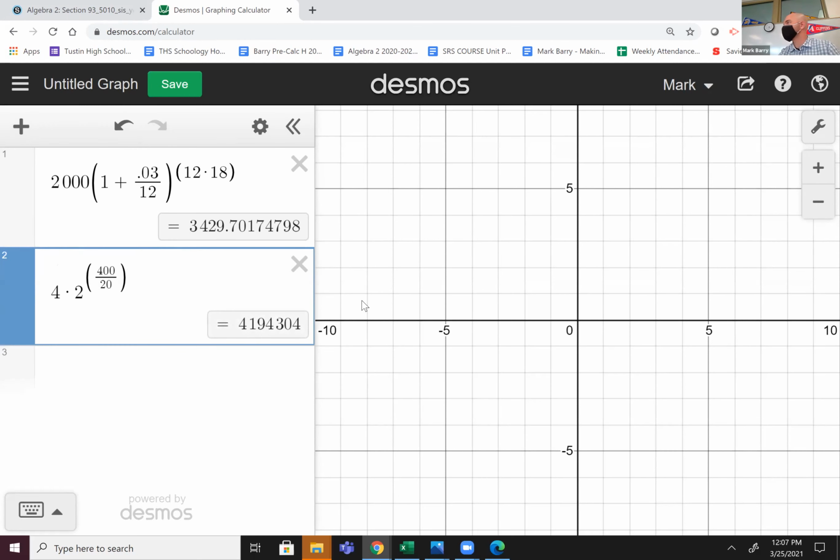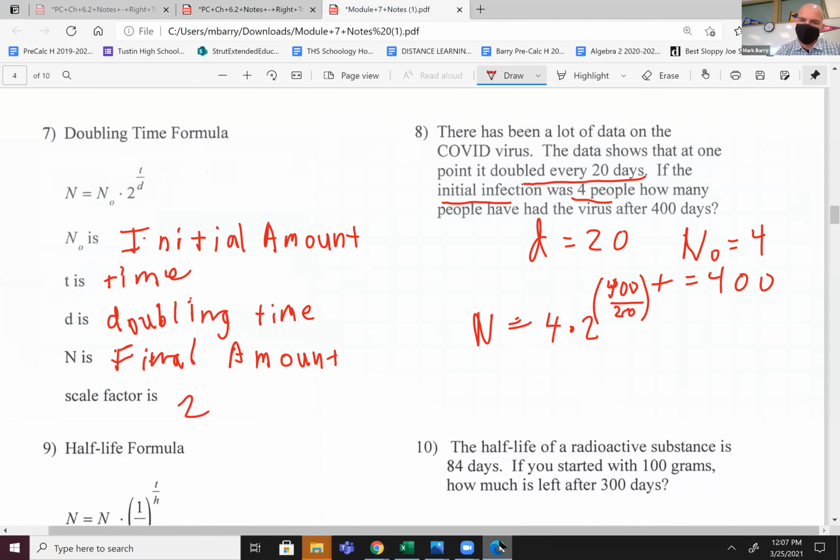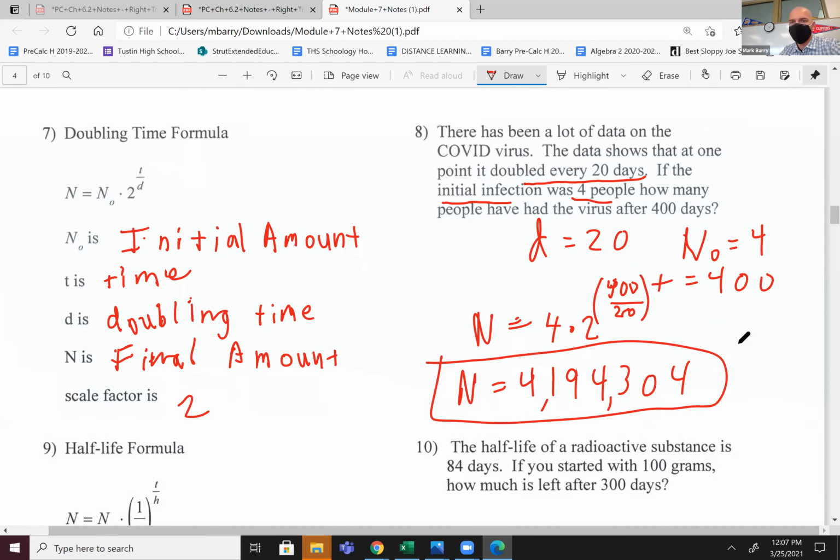Oh boy. 419,000, or no, that's more than that. 4,194,304. So over 4 million infections after just 400 days.